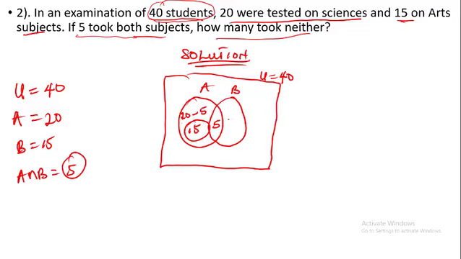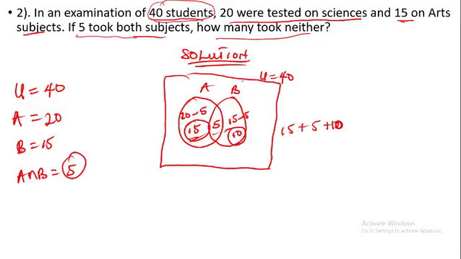Then for the B part of this Venn diagram, that's those who took arts subjects, there are 15. But out of this 15, 5 also took science subjects. So we subtract 5, and that will give us 10. And that is what we are working with. So now we have 15, which is this. We have 5 plus 5. We have 10.